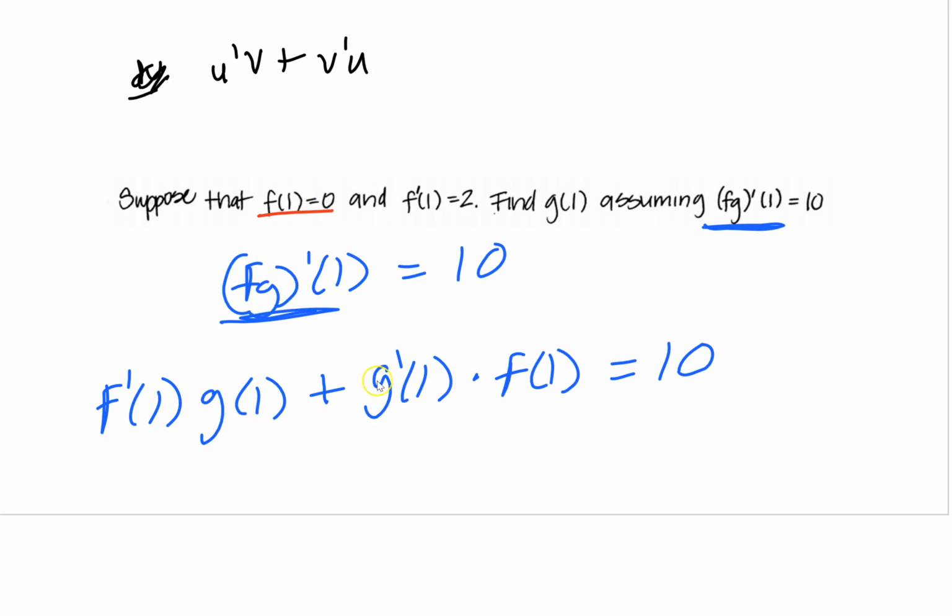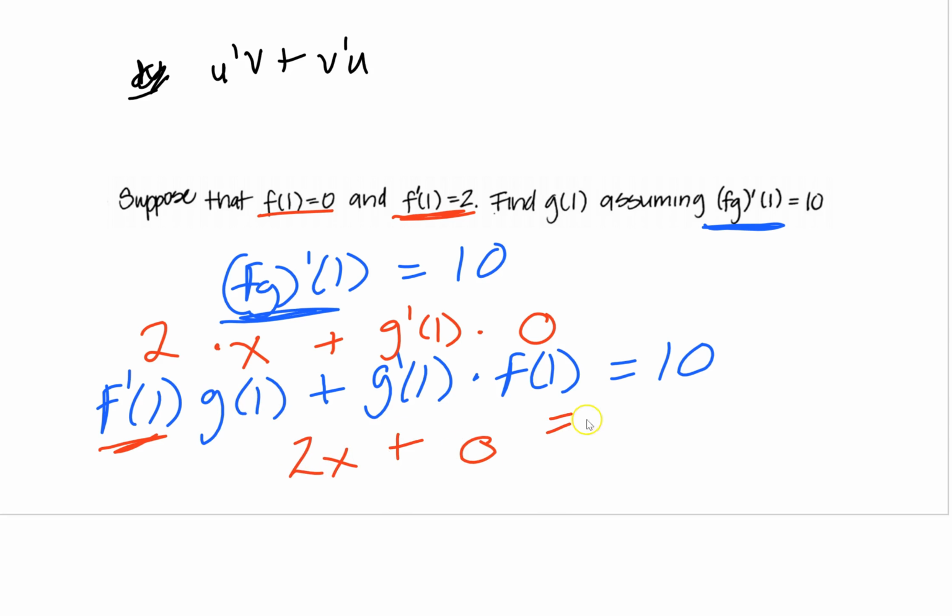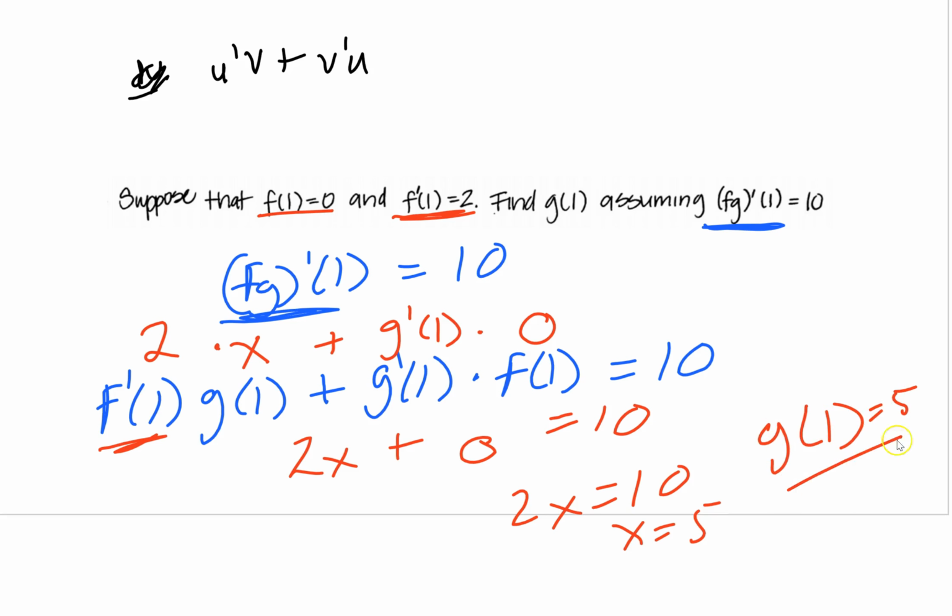Now they tell me f of 1 is 0. So right here, this is 0. f prime of 1 is 2. So right here, that's 2. And then I want to find g of 1, just like my x. Let's put x here because I'm looking for that. I have no idea what g prime of 1 is. But I know if you multiply it by 0, it's going to go away. So this is just 2x, or 2 times g of 1, equals 10. So 2x equals 10, so x equals 5. So g of 1 equals 5.